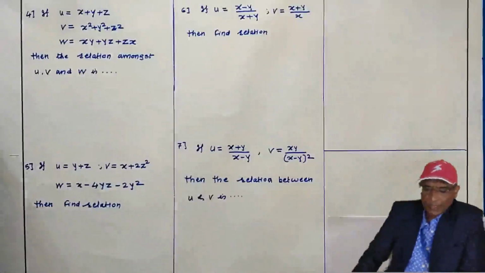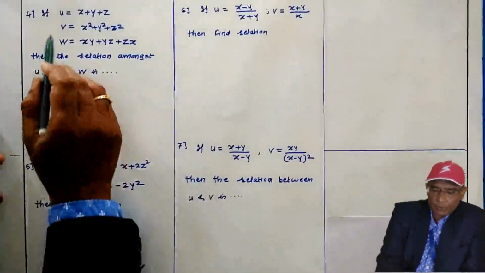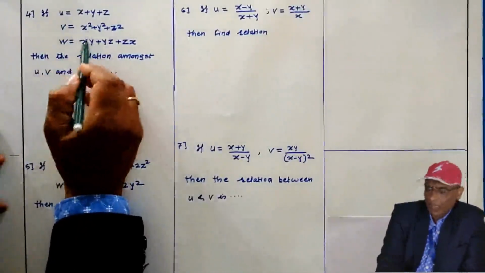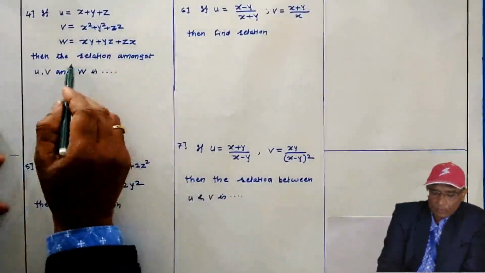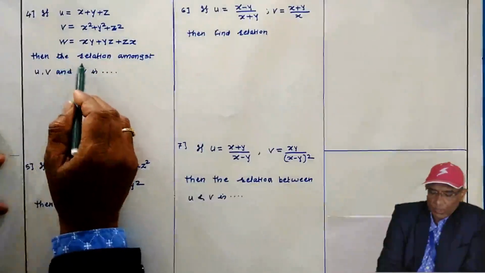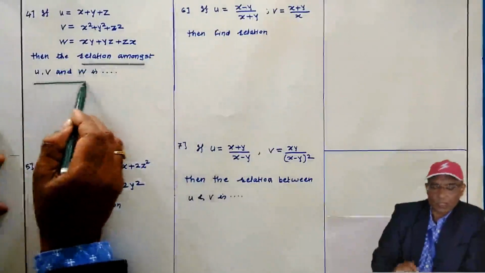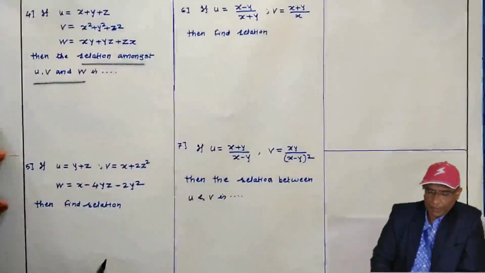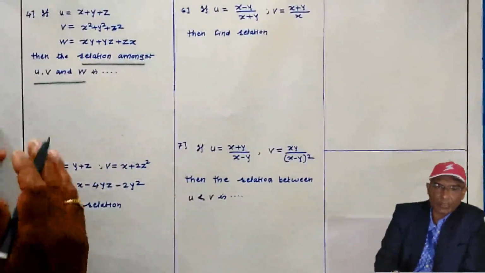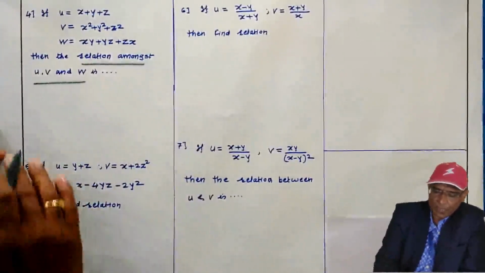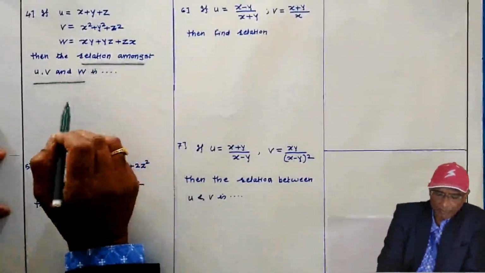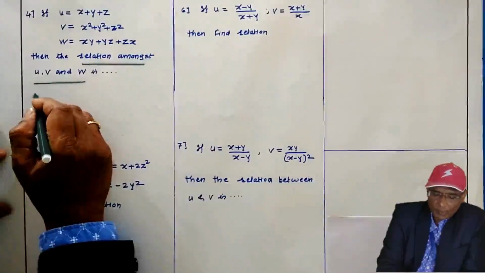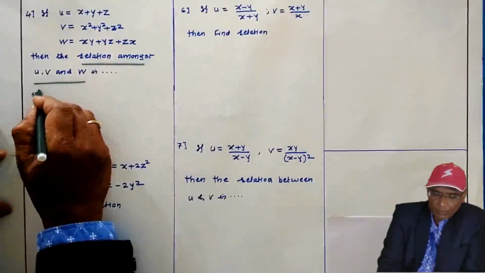Now, see, we have here three variables: u, v, w, and x, y, z. The relation amongst u, v, w is asked. Relation is asked means they are functionally dependent, means the Jacobian is 0. But we are not supposed to check that here, because we are only going to find the relation. How to find out the relation amongst u, v, w?